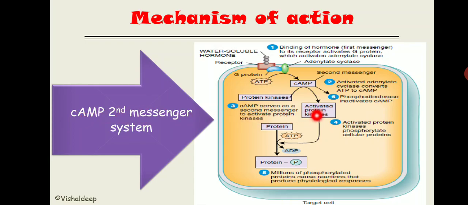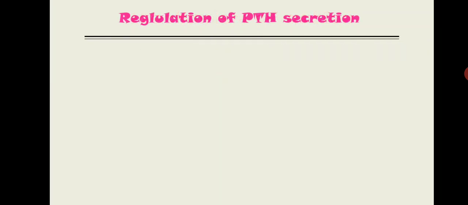Now this activated protein kinase will phosphorylate the different cellular proteins and perform the parathyroid hormone function. Got it? This is all about the mechanism of action, the cyclic AMP messenger system. Now the second one is the regulation of the parathyroid hormone secretion.